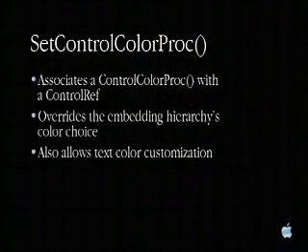Now, simply speaking, SetControlColorProc allows you to associate a proc pointer with a given control, and that proc pointer will be called to set up the background or the text color for a given control. And this control color proc can actually be used in conjunction with an embedding hierarchy. If there's a color proc associated with the control, it will override the control manager's embedding hierarchy support for color, so you can hook in that way.